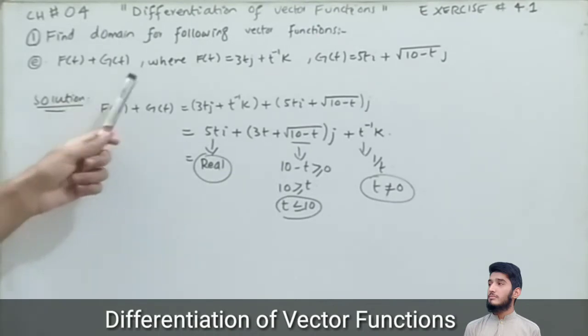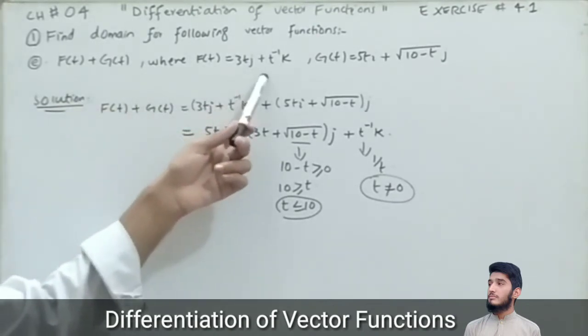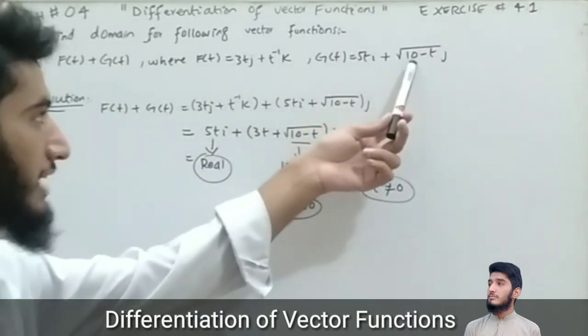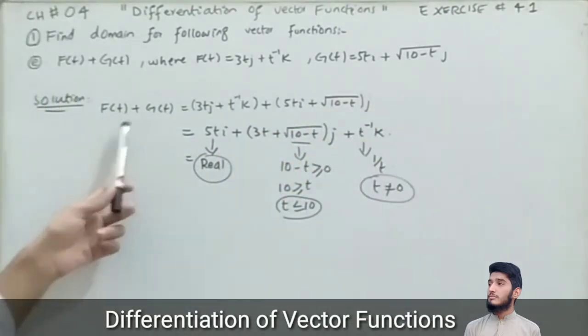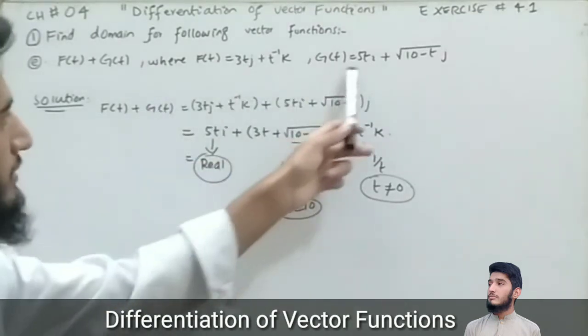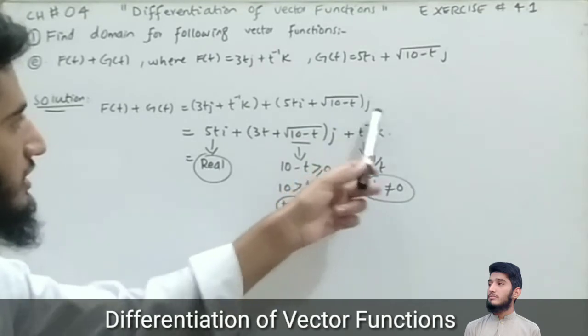f of t plus g of t, where f of t is equal to 3tj plus t raised to power minus 1k, while g of t is 5ti plus under root of 10 minus tj. Adding f of t with g of t, f of t is 3tj plus t power minus 1k plus g of t is 5ti plus under root 10 minus tj.